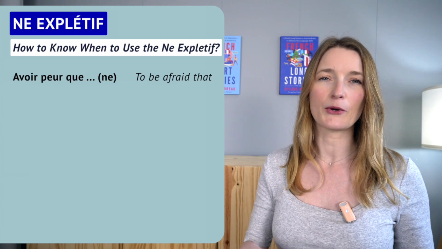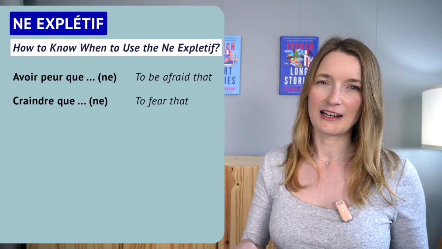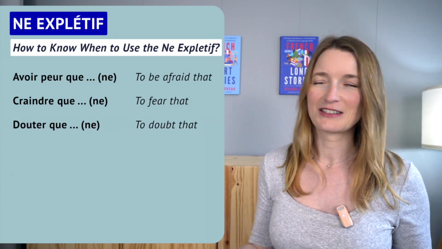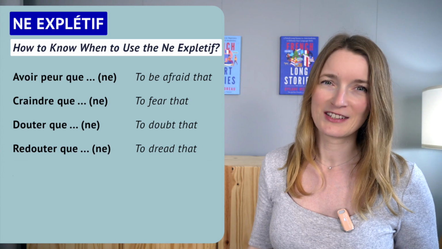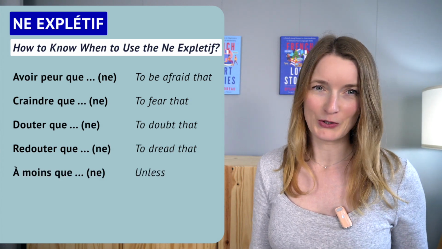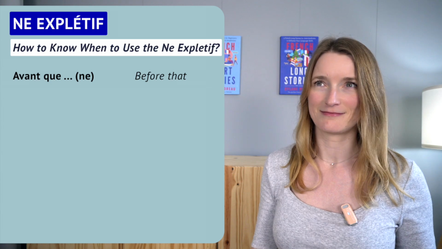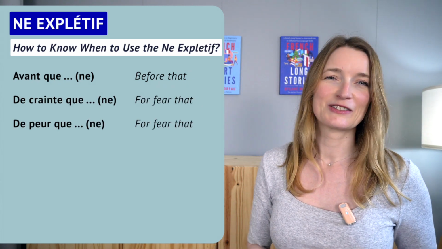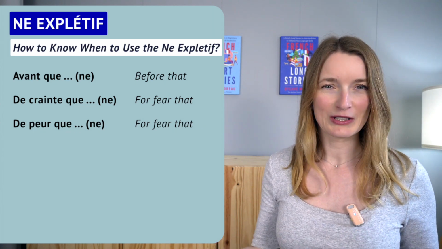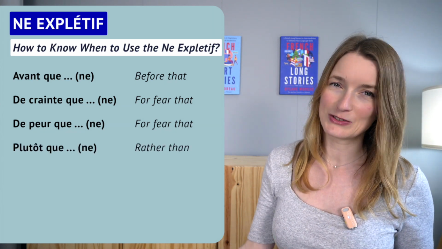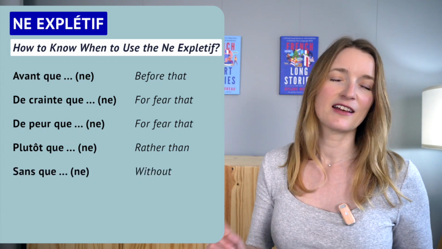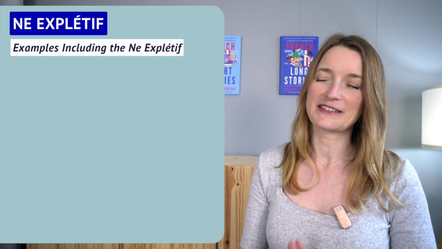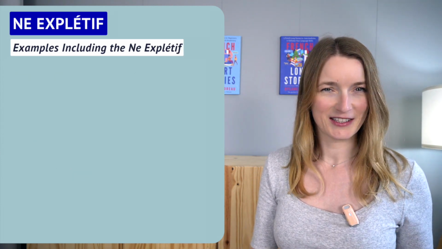Here is the list of the most common verbs and conjunctions that will be followed by the Ne Explétif. We have avoir peur que ne, craindre que ne, douter que ne, redouter que ne, à moins que ne, avant que ne, de crainte que ne, de peur que ne, plutôt que ne. This one is not actually that common. And then sans que ne. Let's see 2 examples for each one, should we?